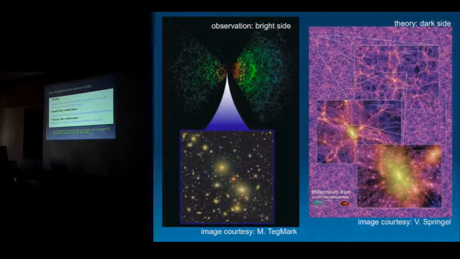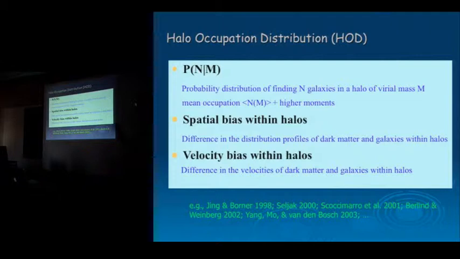the framework we work in is the halo occupation distribution. It just tells how galaxies occupy dark matter halos. It basically has three aspects. The first is P(N|M), the probability distribution of finding N galaxies of a certain type. You can define any type of galaxies you like in a halo with mass M. So we have the mean occupation of galaxies as a function of halo mass, and other higher moments of this.